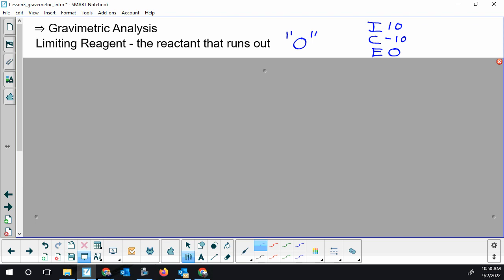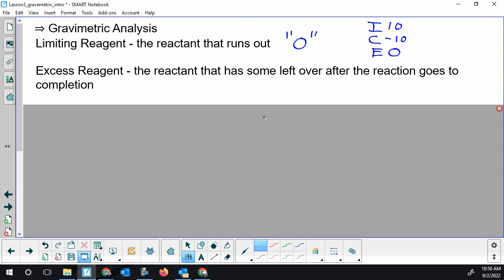The excess reagent doesn't run out. The excess reagent will have some left over at the end. We can't put a 0 in its column for the end value. That's something that we'll figure out once we've built up our skills. We'll really focus on limiting reagents, then do the math for excess reagents.